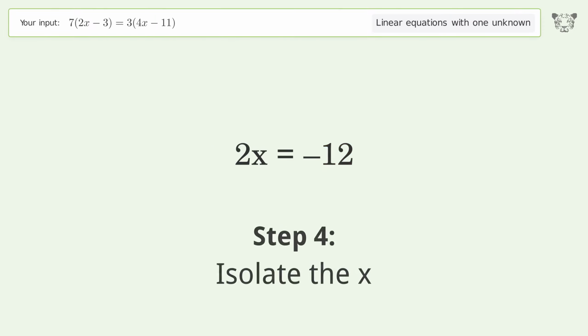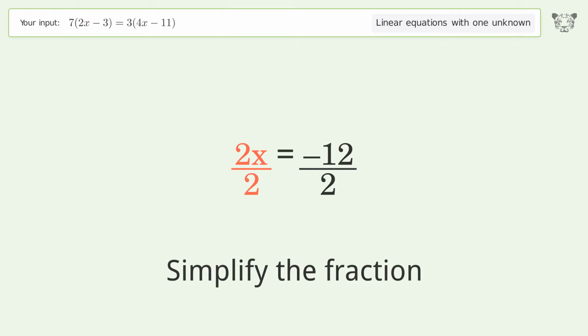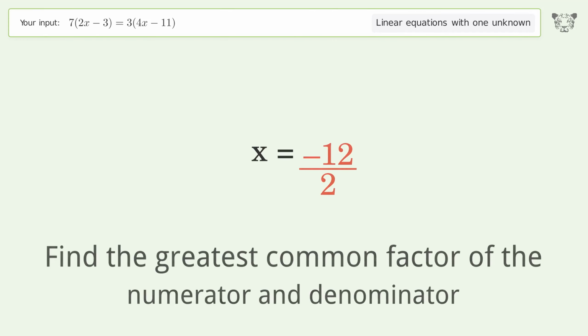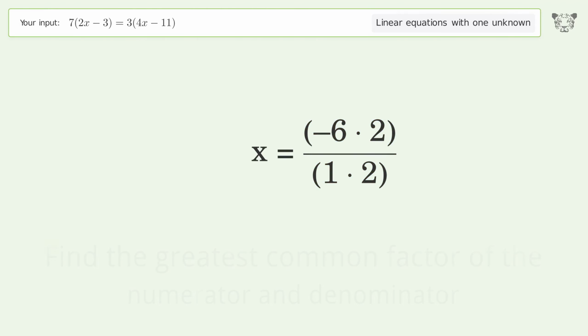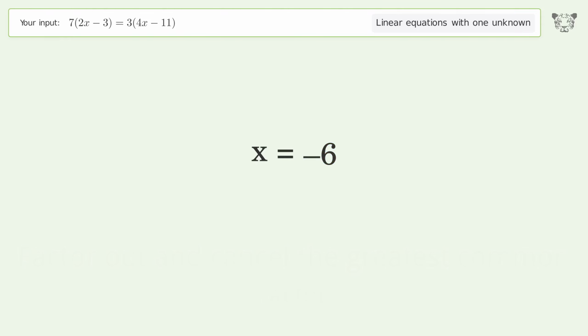Isolate the x. Divide both sides by 2. Simplify the fraction. Find the greatest common factor of the numerator and denominator. Factor out and cancel the greatest common factor. And so the final result is x equals -6.